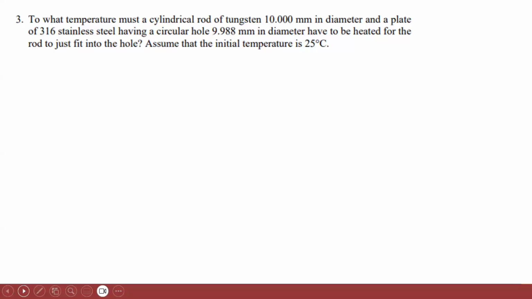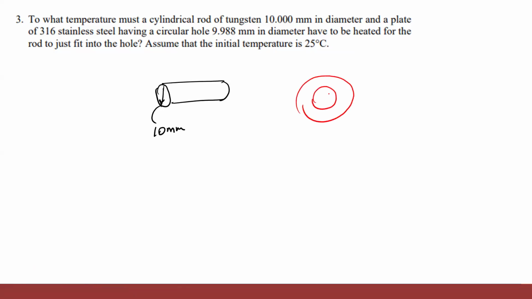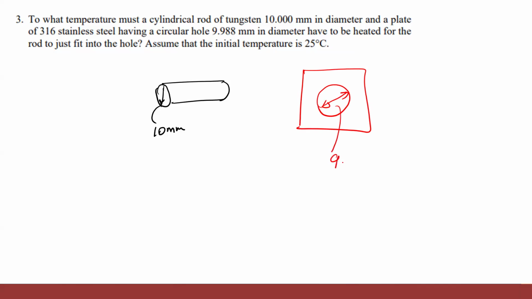Okay, next question is on thermal expansion, where the volume changes or the length changes. To what temperature must a cylindrical rod of tungsten, with a diameter of 10 millimeters, and a plate be heated? So we have a plate, and it has a hollow, and this one is 9.988 millimeter diameter.